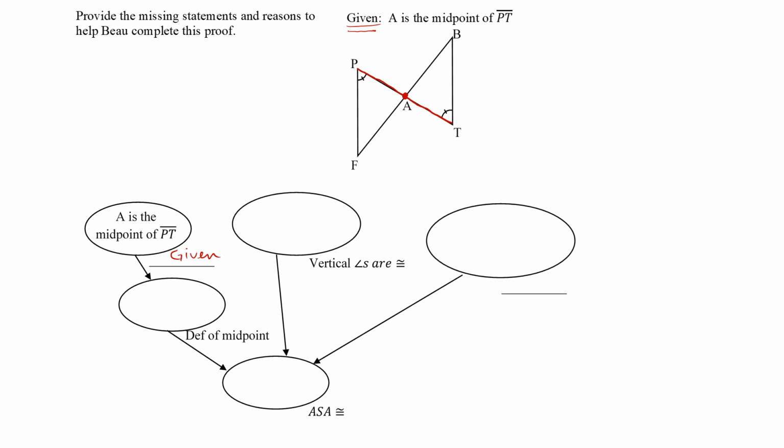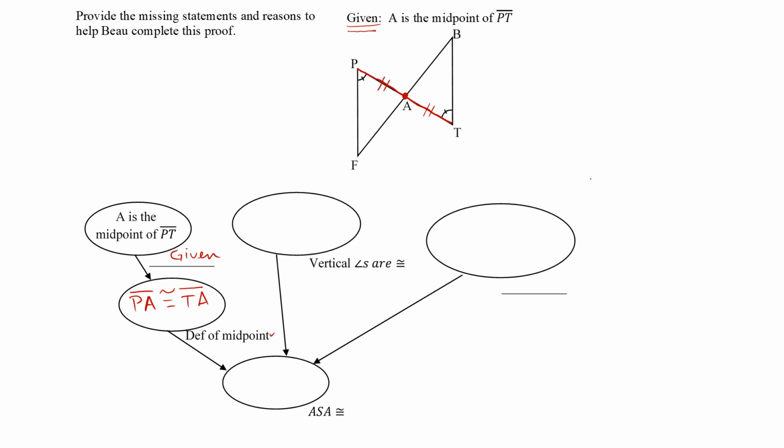Now, as a result of that, because A is the midpoint of PT, it is the case that point A divides PT into two congruent segments. And in fact, the justification for that is the definition of this thing called the midpoint. So here's my statement. I can see I've already got this reason, definition of a midpoint. My statement is that segment PA is congruent to segment TA.